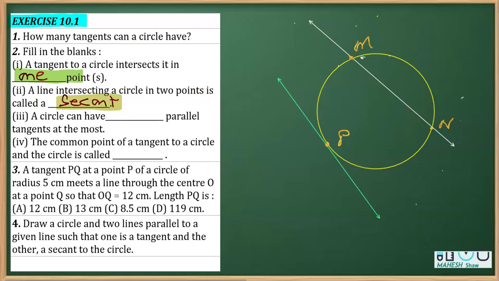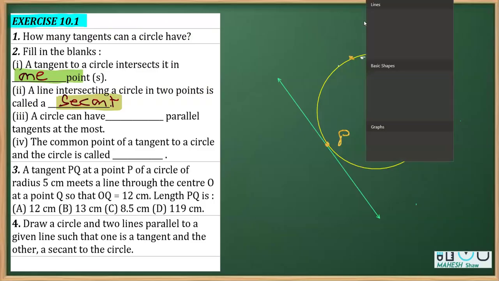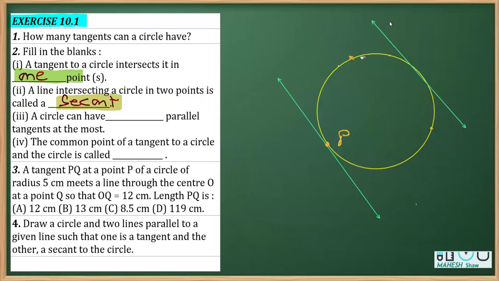Now the next question says a circle can have dash parallel tangents. So let's say this is a tangent over here, and if I want to draw another tangent so that it is parallel to the given tangent, then I can draw something like this, right? These two tangents are parallel. And now if I try making another tangent parallel to the given tangent, it is not possible. So the correct answer will be 2. A circle can have at the most 2 parallel tangents.